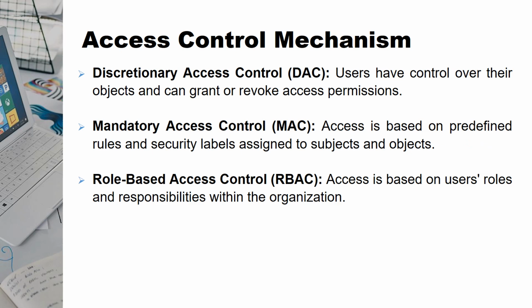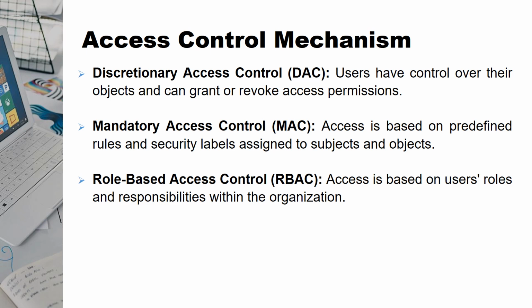Then the access control mechanisms that we can talk about are discretionary access control, mandatory access control, and role-based access control. Then the DAC: here the owner of a resource like a file decides who else can access it. So users have control over their objects and can grant or revoke access permissions. For example, if you create a document, you can choose which colleagues can read or edit it.